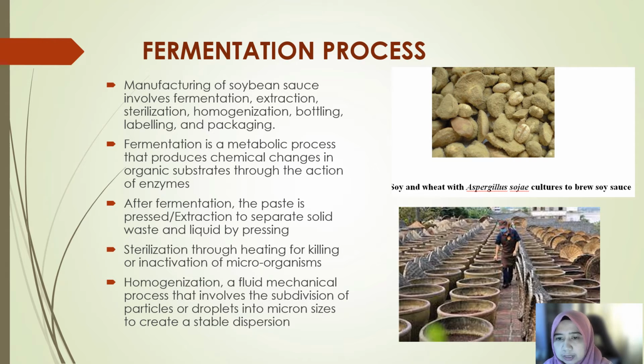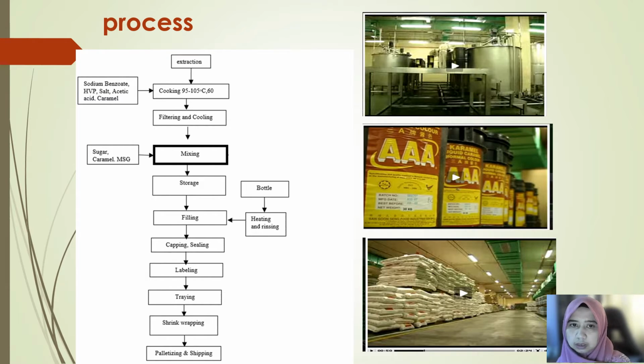Fermentation is a metabolic process that produces chemical changes in organic substrates through the action of enzymes. After fermentation, the paste is pressed as extraction to separate the solid waste and the liquid. Sterilization through heating for killing or inactivation of microorganisms is a must. And then homogenization, a mechanical process that involves the subdivision of particles or droplets into micron size to create a stable dispersion. So the process that we are focusing on is the mixing process.